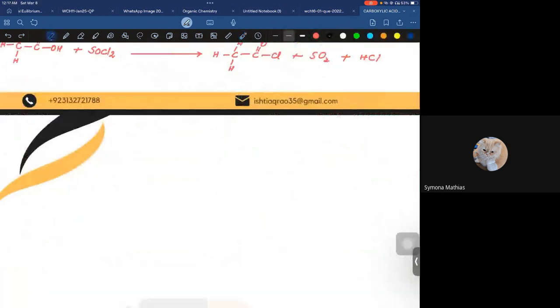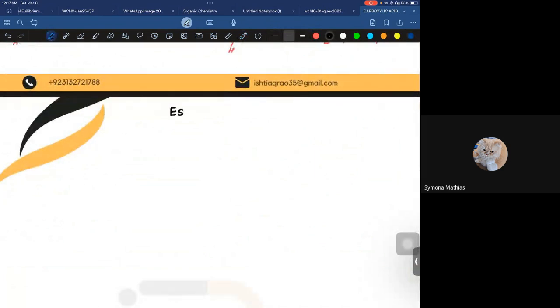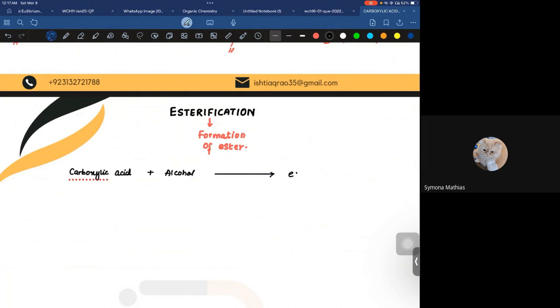See this? In esterification, it's a formation of ester and water. This is a reversible reaction.